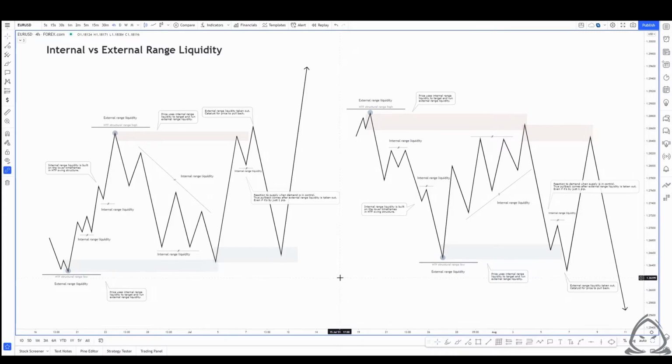Now that we understand that and the basic components of liquidity, we can move on to internal versus external range liquidity and its importance in how we can understand order flow, especially when we combine it with market structure and supply and demand. So here we have an example of a bullish bit of market structure. What we can see, we have higher time frame bullish swing structure. So we've created a swing low and we've created a swing high.